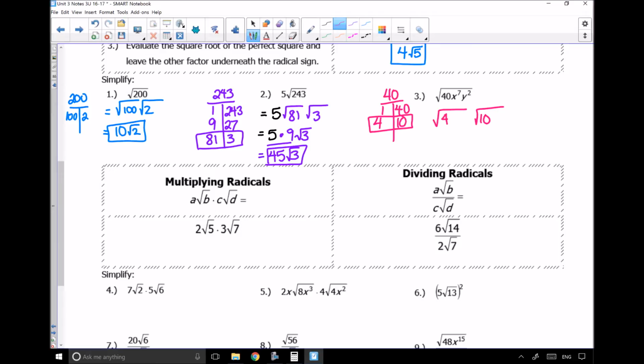Now, if you remember, if I do x times x, I should get x squared. If I do x squared times x squared, I should get x to the power of 4. If I do x to the power of 3 times x to the power of 3, I should get x to the power of 6. x to the power of 4 times x to the power of 4 is x to the power of 8, and so on and so forth. So if you notice, all my perfect squares for my variables have even coefficients.